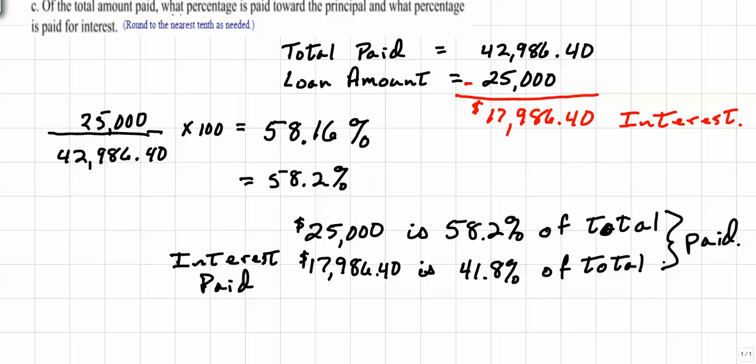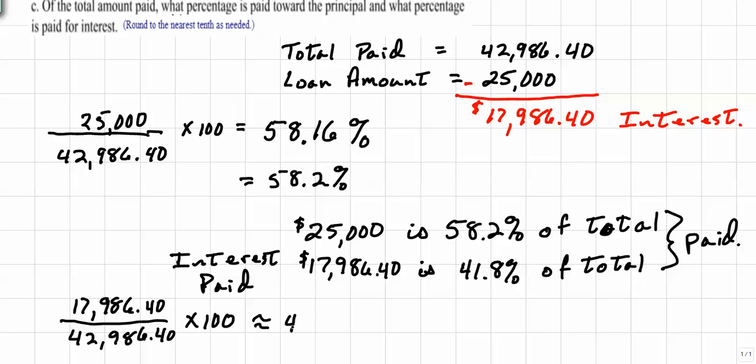Now, alternatively, you could have taken the $17,986.40 and divided it by the total amount paid of $42,986.40, multiplied that by 100, and that would have been approximately equal to 41.8%.